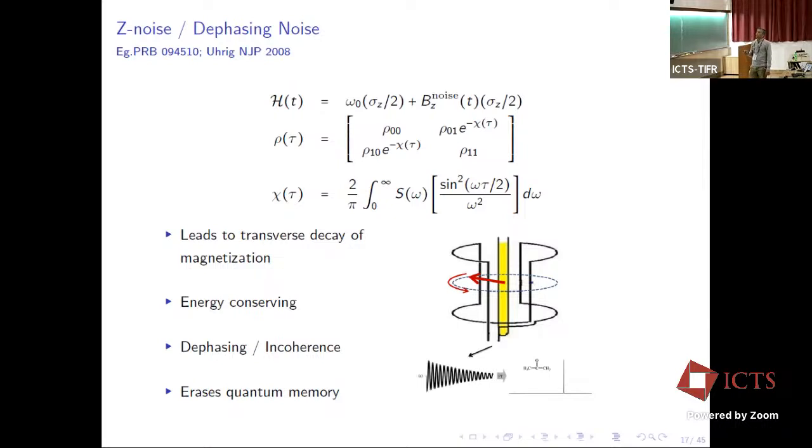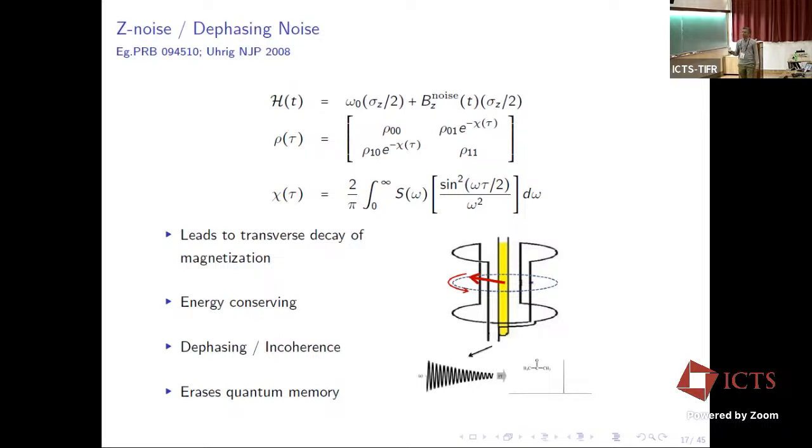Now we can calculate how the density matrix evolves with such a Hamiltonian. What happens is the diagonal elements are unaffected by the Z noise. The off-diagonal elements decay with a decay constant. The decay depends on two factors. One is the noise spectral density, S of omega, which captures how strong the noise is, what the color of the noise is, and so on. And then there is a sinc function here.